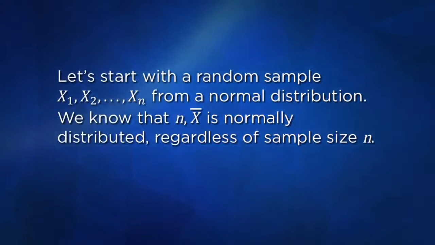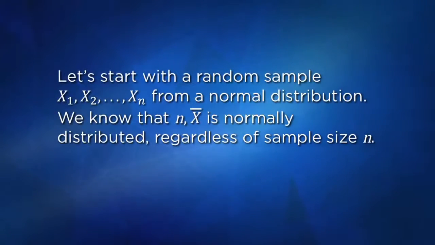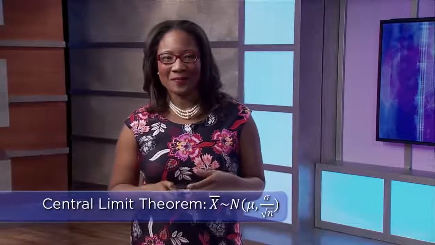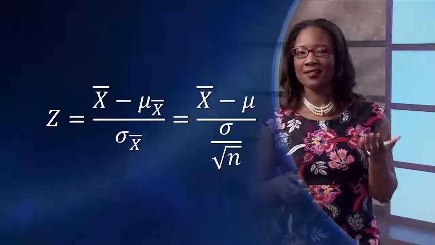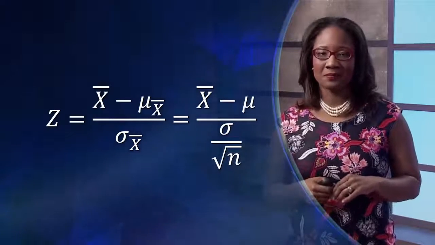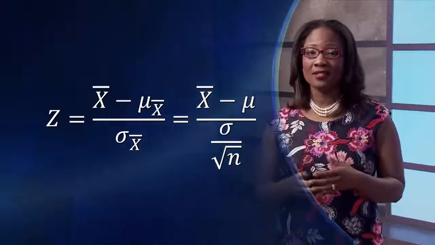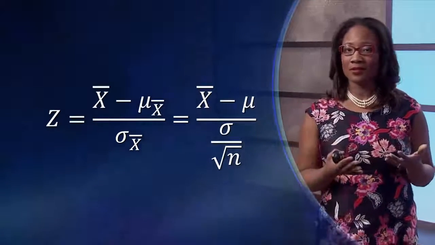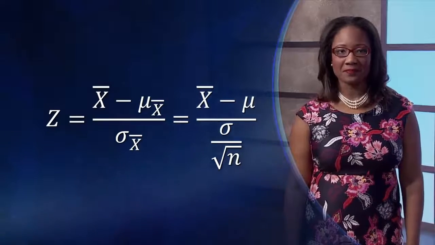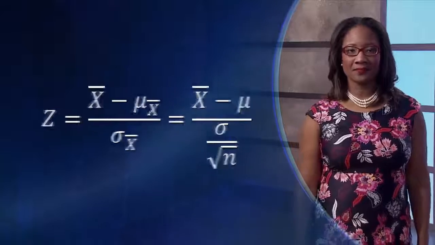Let's start with a random sample from a normal distribution. Now from here, we know that the sample mean is going to be normally distributed, regardless of the sample size. We get that from the central limit theorem. So if we wanted to standardize that interval, remember our z is just x bar minus its mean divided by a standard deviation. So in this case, we're looking at the mean, so it's x bar minus mu divided by the standard deviation of the mean, which is sigma over square root of n. Let's work with that for a second.